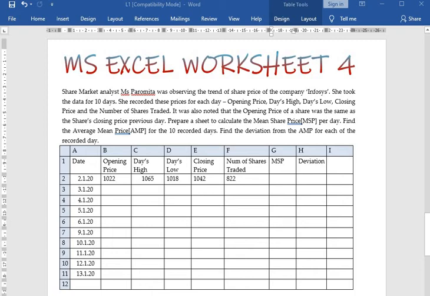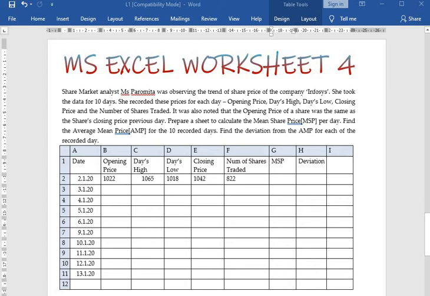Hello, MS Excel worksheet number 4. Share market analyst Ms. Paramita was observing the trend of share price of the company Infosys. She took the data for 10 days. She recorded these prices for each day, which was opening price, day's high, day's low, and closing price, and the number of shares traded. Now, it was also noted that the opening price of a share was the same as the closing price of the previous day.